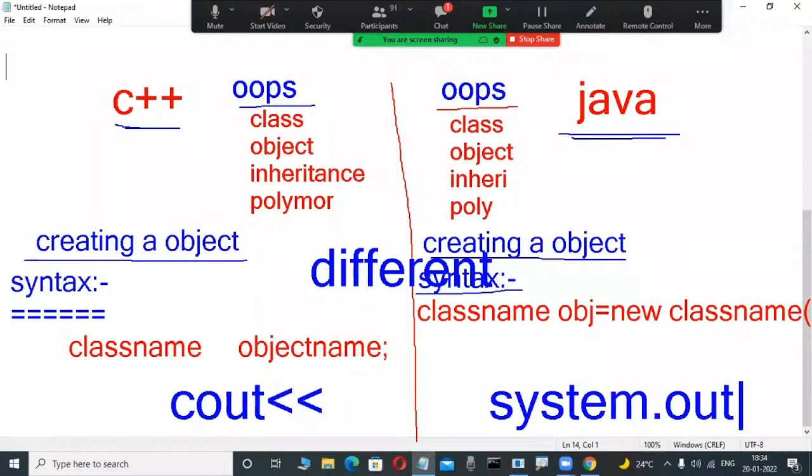System.out.println, is something there or not? Yes, here. That's why it is syntactically different. Yes, functions are also totally different in these two object-oriented languages. But conceptually, some OOP concepts are the same, or not?